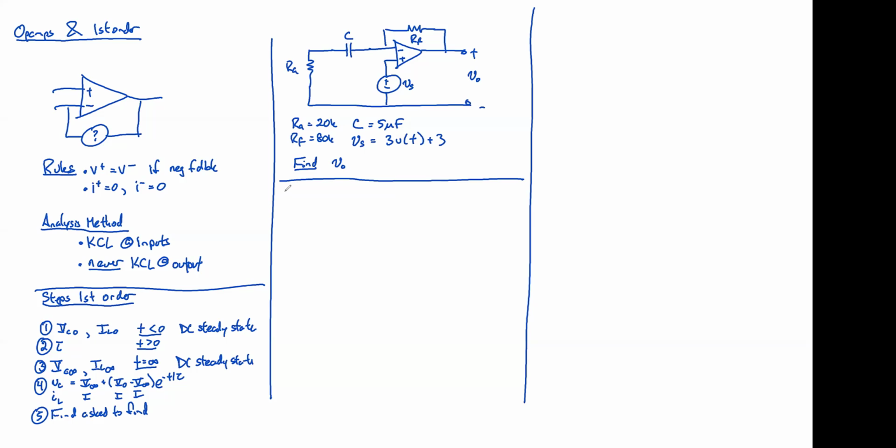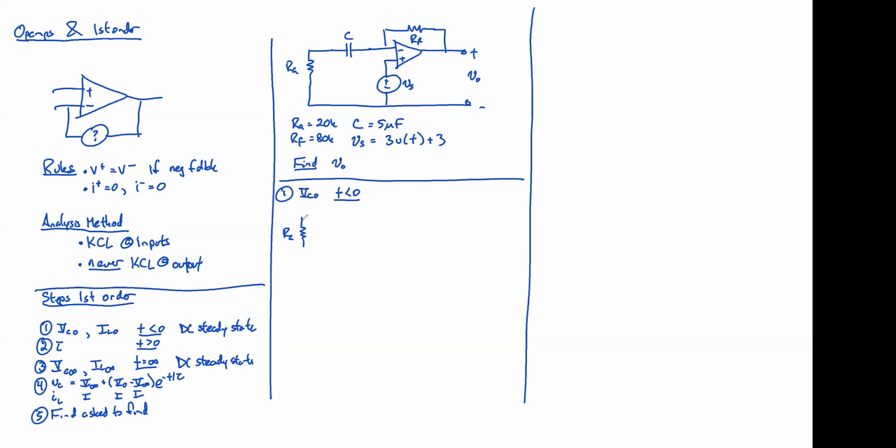So our first step is to find VC naught. So we're going to have to draw it for time less than 0. When you're drawing a circuit at time less than 0, no capacitors, no inductors, they're opens or shorts. No switches, they're opens or shorts. No U of t's, they're zeros or ones. So let's draw it quickly.